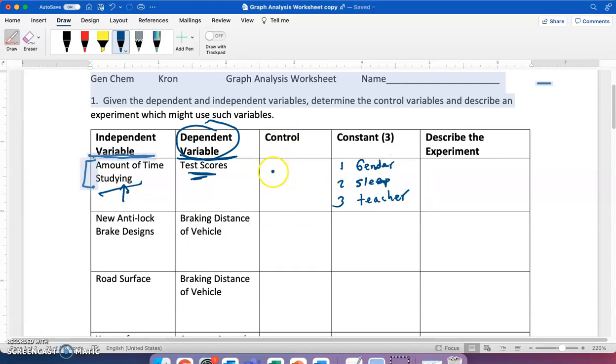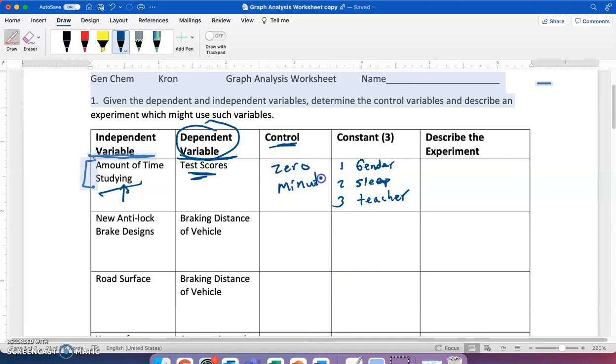The control, when we run an experiment, we want to know if our variable makes things better or worse usually. Does taking this medicine better or worse than not taking the medicine? So in this case, our control would probably be 0 minutes studying.